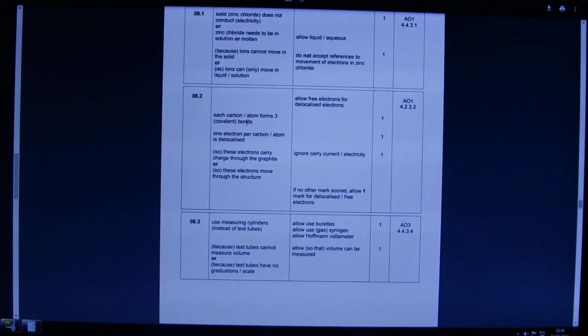Each carbon atom forms 3 covalent bonds. 1 electron per carbon atom is delocalized. So these electrons carry charge through the graphite or move through the structure. This is why graphite conducts electricity, and that's pretty much what I said.